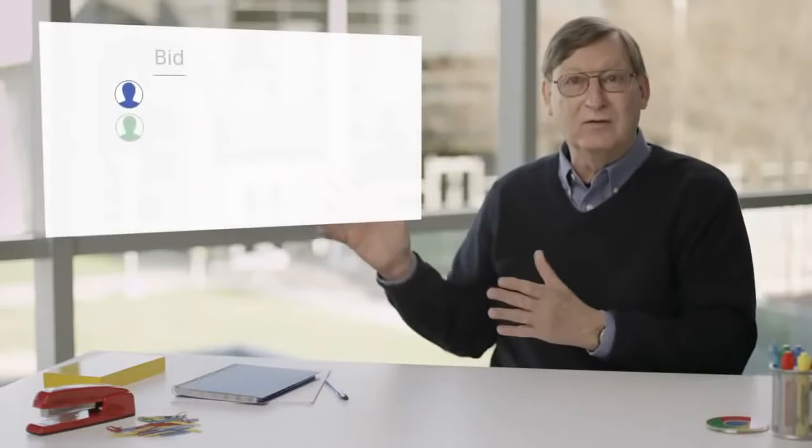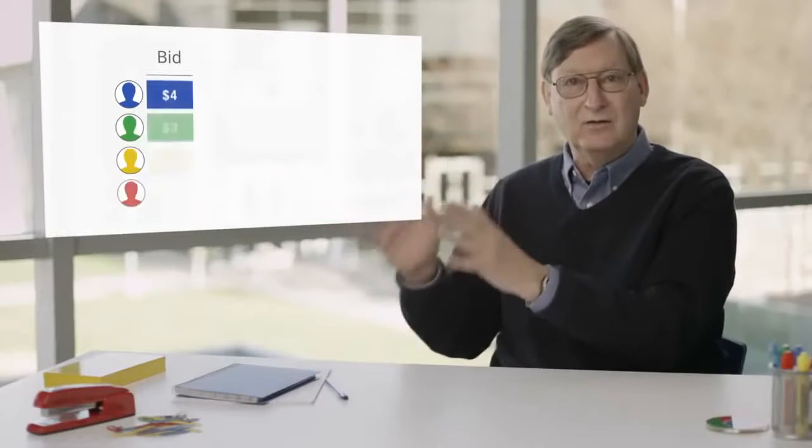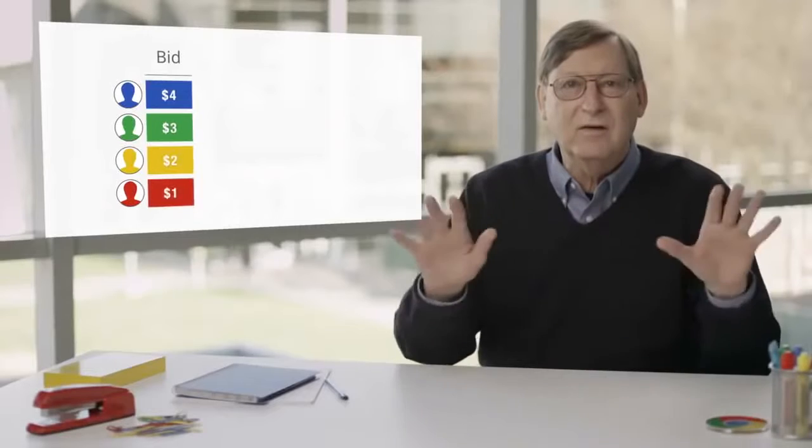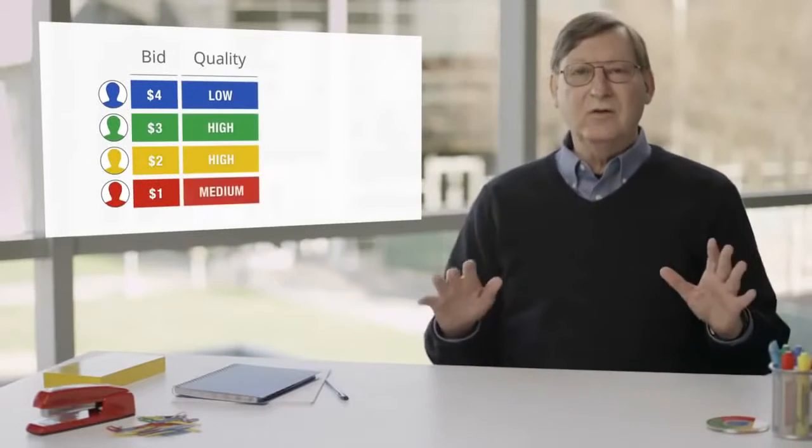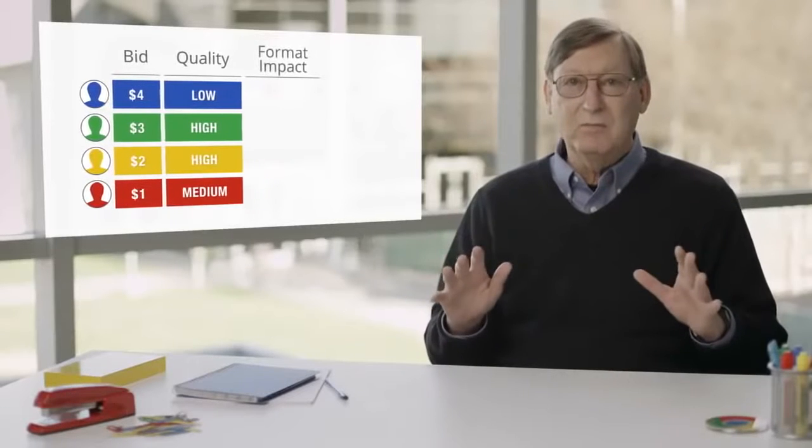Let's go back to our 4 sample ad buyers and see how their ad rank compares. Here are 4 advertisers. They're bidding $4, $3, $2, and $1. Their ads had different quality: low, high, high, and medium. They also implied different formats with varying impact.